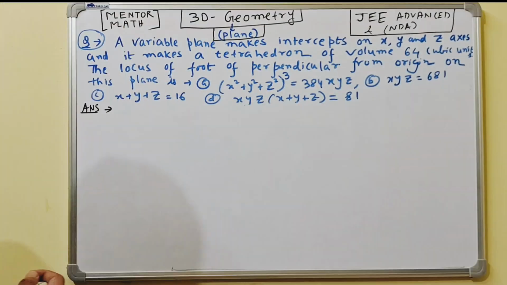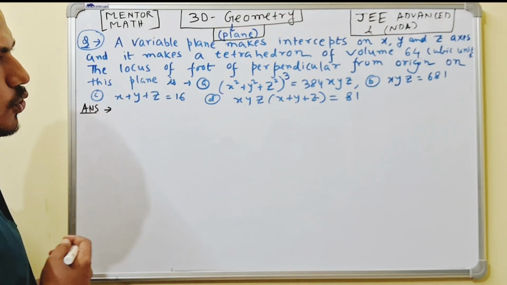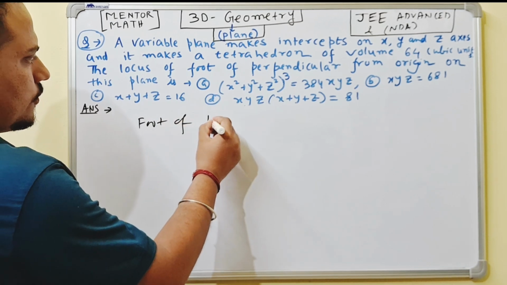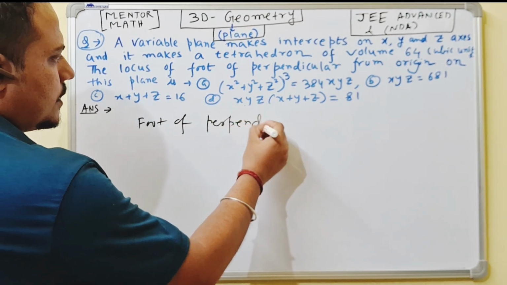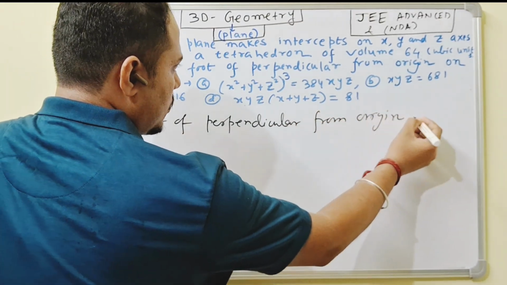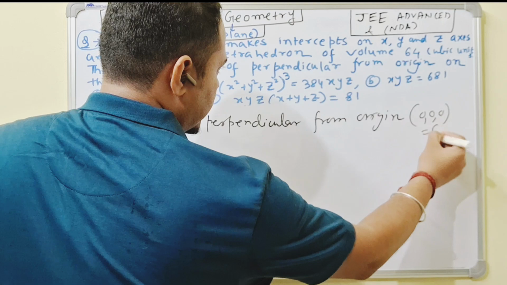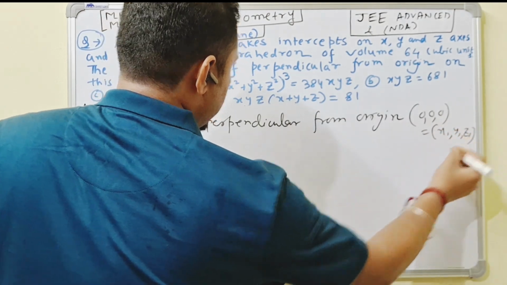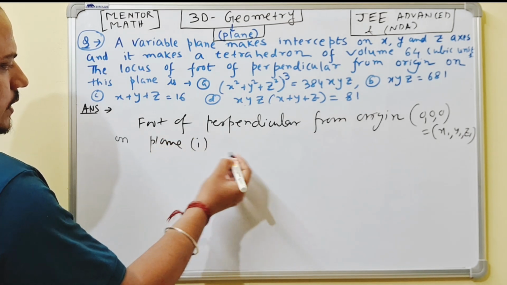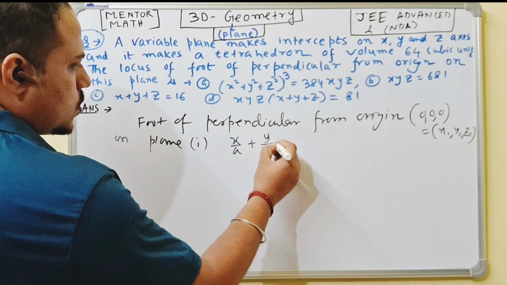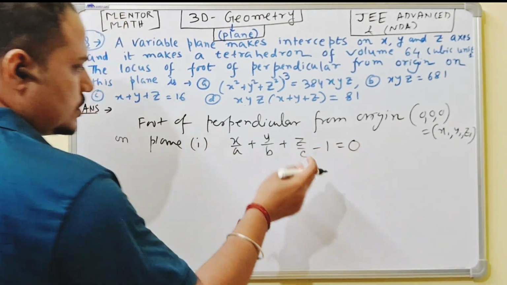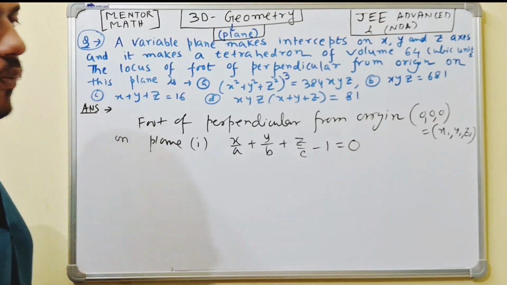Okay, next, you know how you have to find your foot of perpendicular. Now, the foot of perpendicular from the origin, that is 0, 0, 0, you can take that point as x1, y1, z1 on plane number 1, that is x by a plus y by b plus z by c minus 1 is equal to 0. This is from equation number 1. This is the intercept form of a plane.